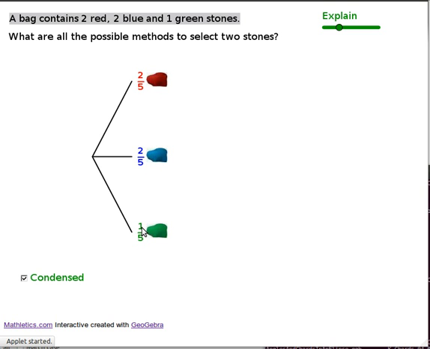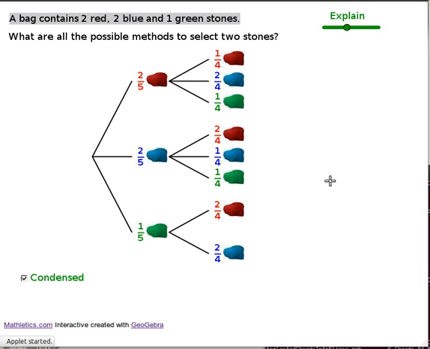And then you look at the next drawing, you've only got 4 stones left in the bag. If you've pulled a red one out already, you've got a red 1/4 of the time, a blue 2/4 of the time, and green 1/4 of the time. And down here, if you've pulled a blue one out already, you've got red 2/4, 1/4 blue and 1/4 green. And down here, you've got no green ones left. You've got 1/2 of them are red and 1/2 of them are blue.